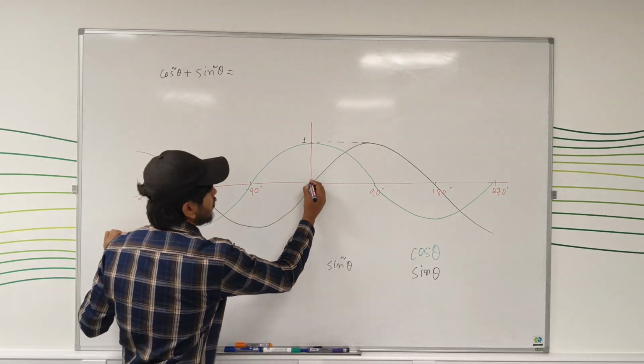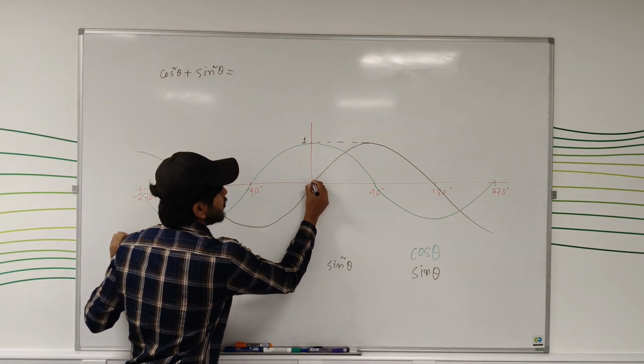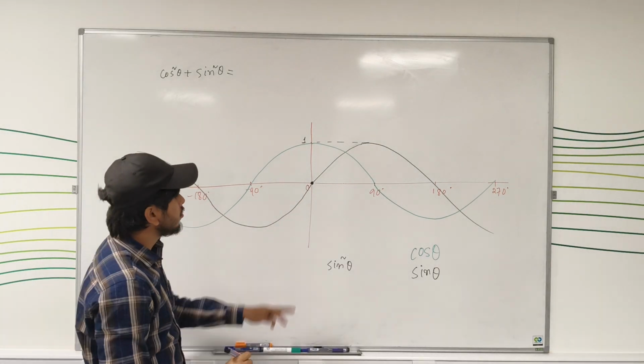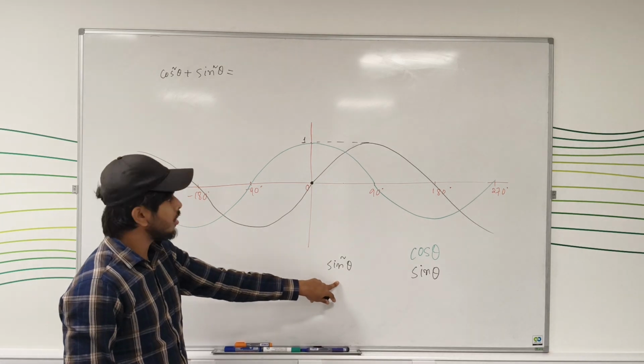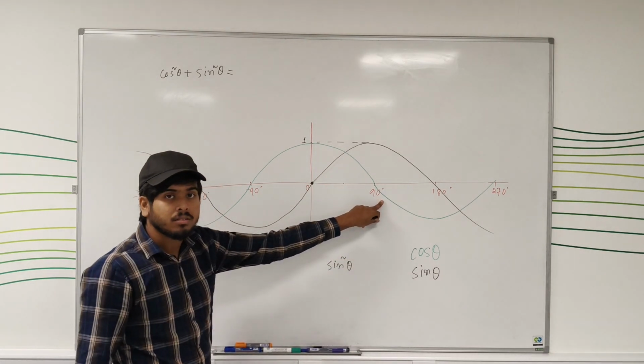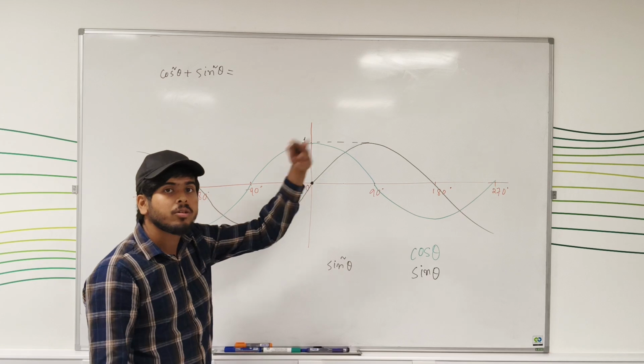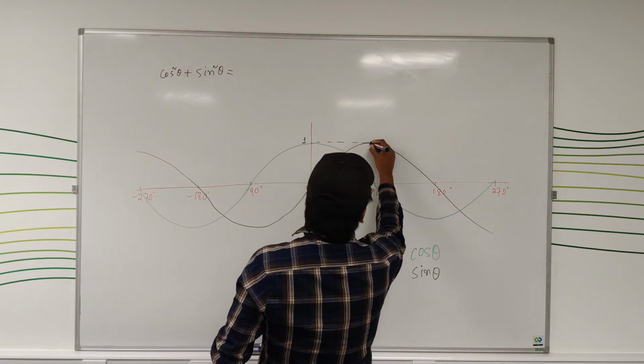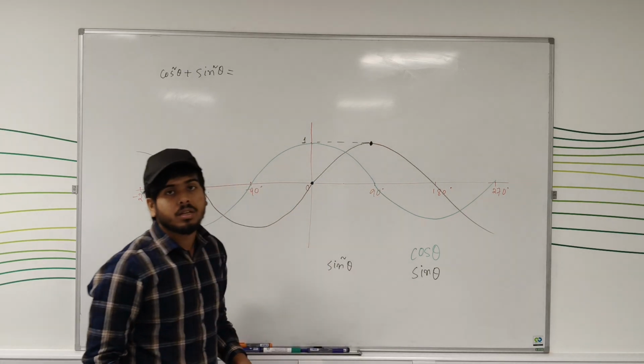As simple as that. So I'm going to mark those points which belong to sine square theta. So when theta is 0, sine square theta is 0. No doubt about that. When theta is 90 degree, sine theta is 1, so sine square theta is also 1. So we get this point for sine square theta as well.